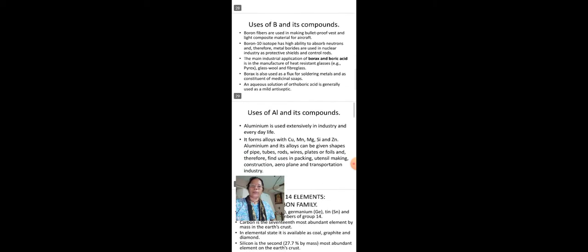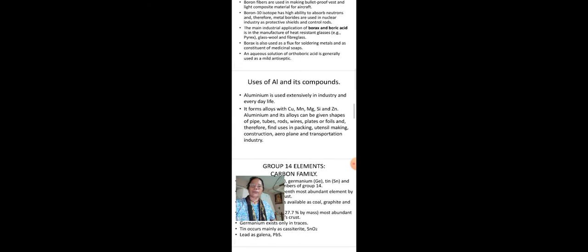Use of aluminum and its compounds. Aluminum is used extensively in industry and everyday life. It forms alloys with copper, manganese, magnesium, silicon and zinc. Aluminum and its alloys can be given shapes of pipes, tubes, rods, wires, plates and foils, and therefore find uses in packaging, utensil making, construction, aeroplanes and the transportation industries.